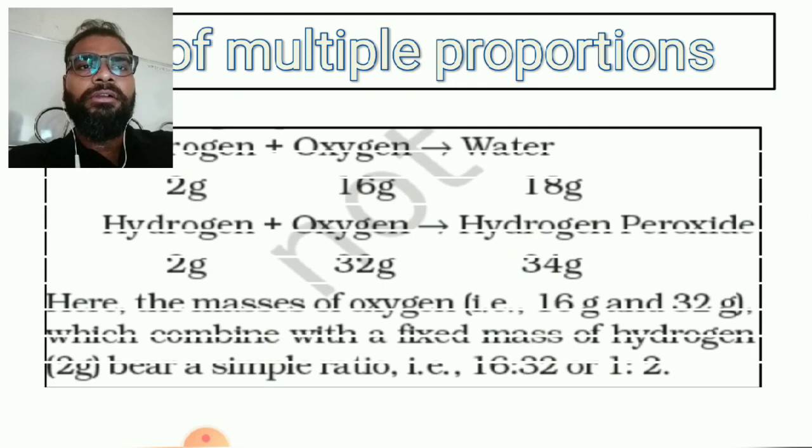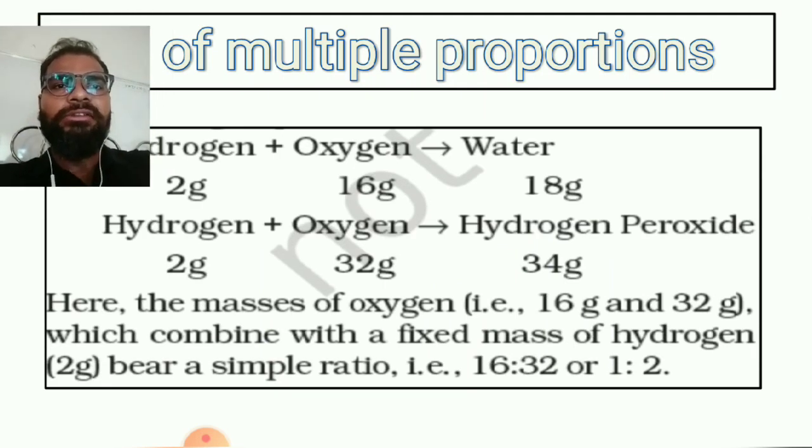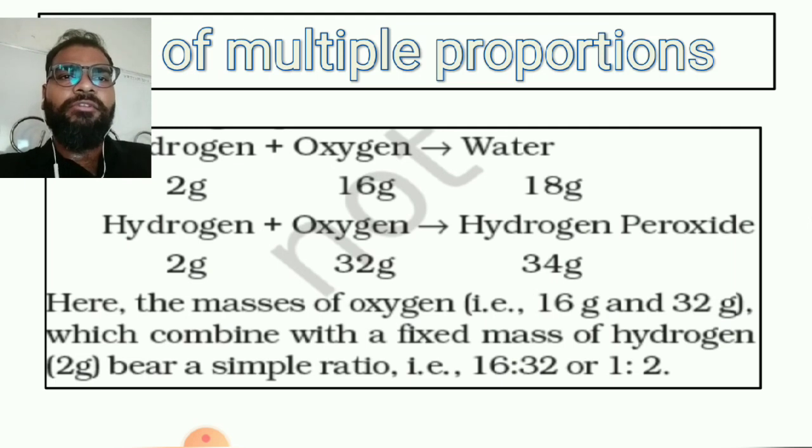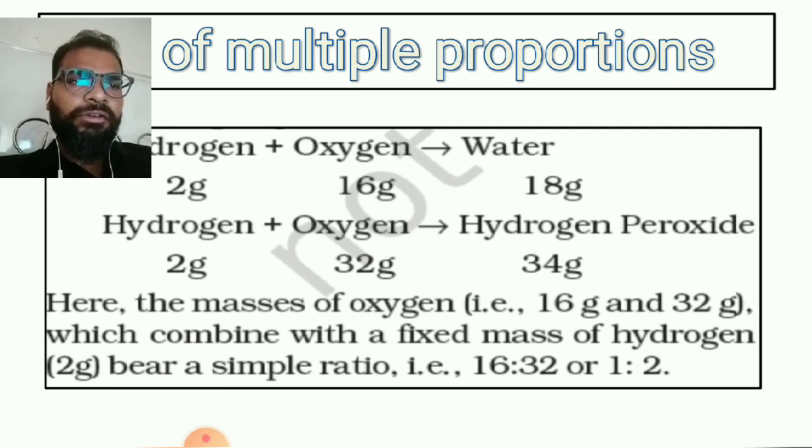One example you can see over here: hydrogen plus oxygen gives water. So 2 gram of hydrogen mixed with 16 gram of oxygen gives 18 gram of water. Left hand side 16 plus 2 gives 18, right hand side 18. If you do double, then you can get it. If you see the proportion, it would be 1:2. Over here you can see the masses combined with fixed masses of hydrogen bear a simple ratio, that is 16:32, or else you can convert into 1:2 also. So these are the three laws, my dear friends.